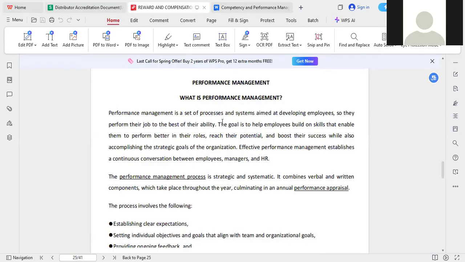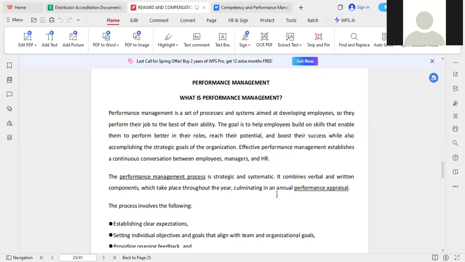So the performance management process is strategic and systematic, and it is something that should be done in an organization to help improve staff work and staff performance, just like the name implies, performance management. So we looked at that yesterday, having introduced the course.